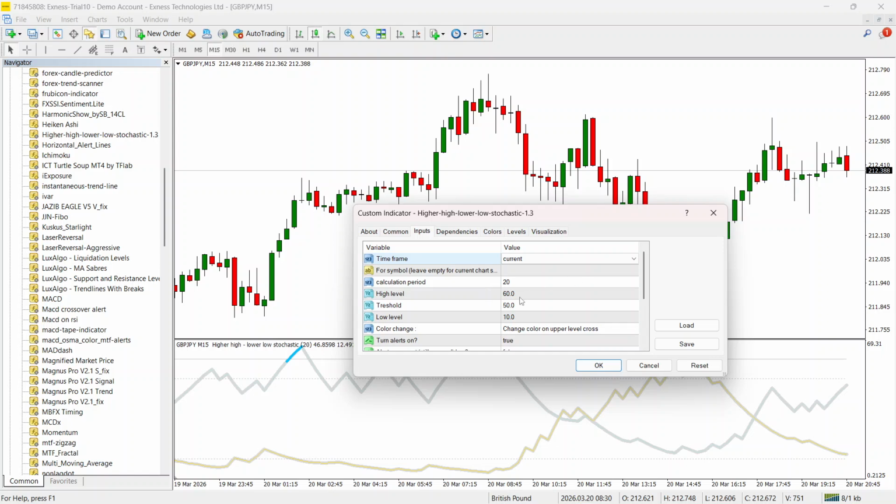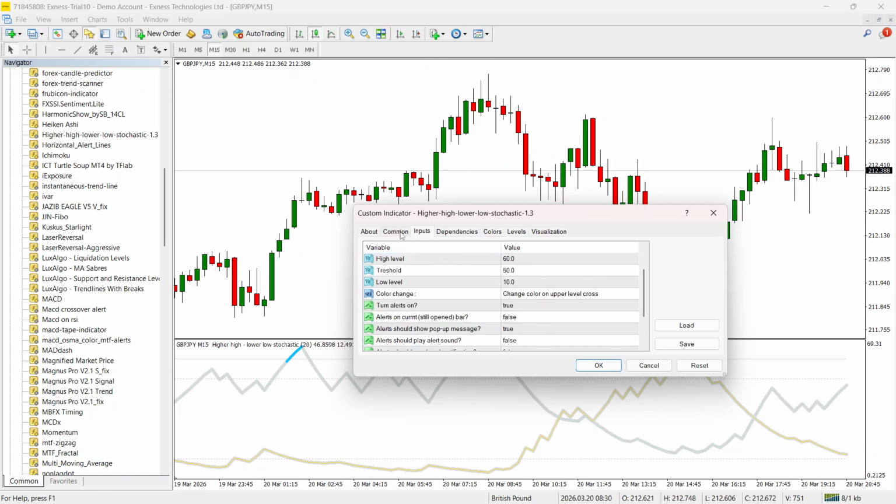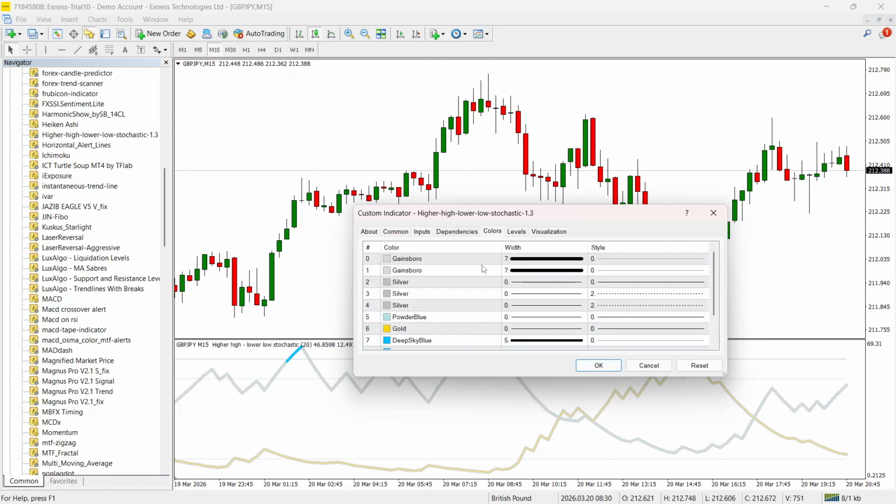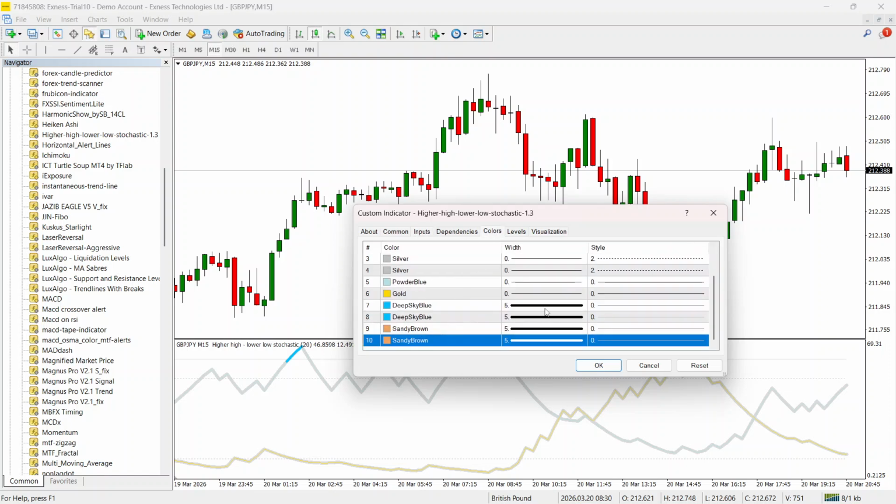We have the high level and low level inputs, defining the upper and lower zones on the scale, marking where the waves are considered stretched to the upside or downside. And we have the threshold parameter that acts as a filter that decides when the behavior of the waves is significant enough to treat as a higher high or lower low event, helping to reduce minor or noisy fluctuations. We also have the color of the waves, as you can see here.